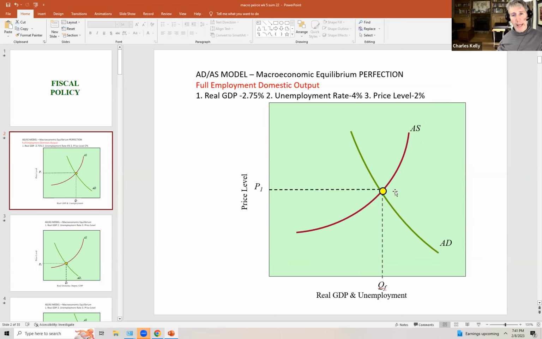As pictured on the board, everything's perfect. GDP is growing at about 2%, sorry, 2.7%, 2.75%. Unemployment is about 4%, and the price level is about 2%. Everything is perfect. This is called the Goldilocks scenario. So we would never have to worry about fiscal policy if the economy resembled this macroeconomic equilibrium all the time. But we know about this thing called the business cycle.